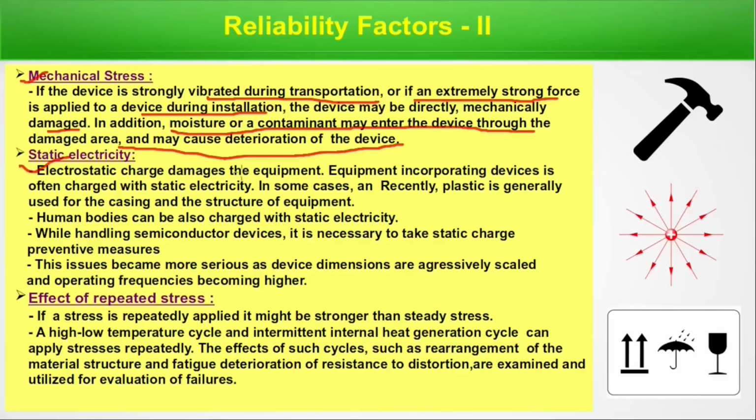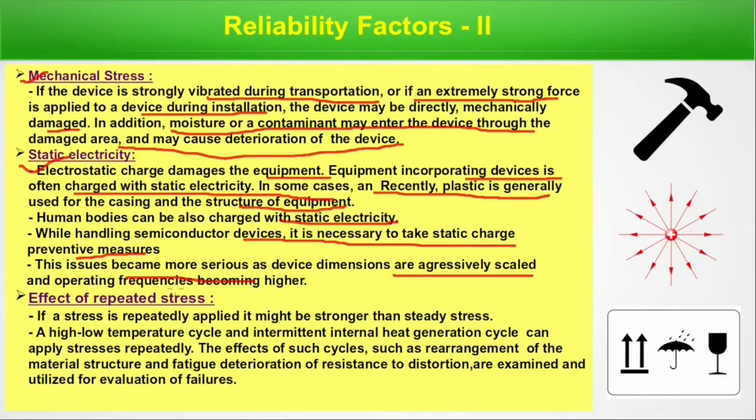Electrostatic charge can damage the equipment. Equipment incorporating devices is often charged with static electricity. In some cases, and recently, plastic is generally used for casing and structure of equipment. Human bodies can also be charged with static electricity. While handling semiconductor devices, it's necessary to take static charge preventive measures. These issues become more serious as device dimensions are aggressively scaled and operating frequencies move higher.